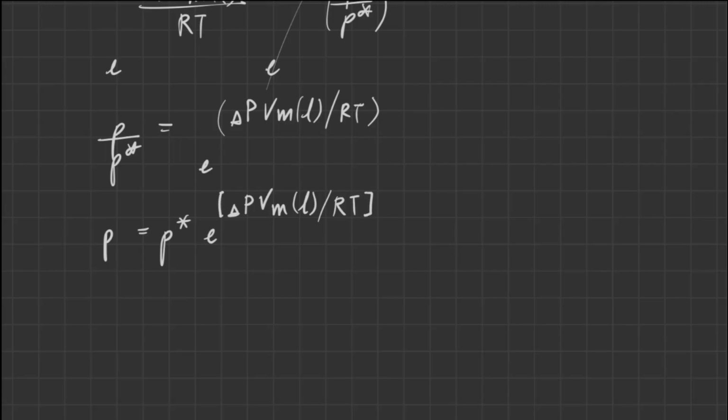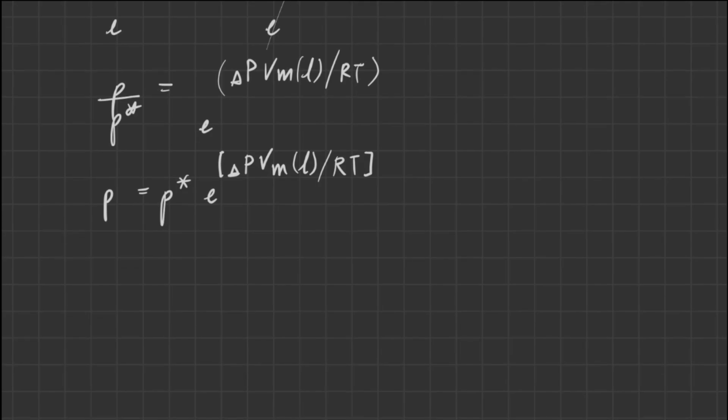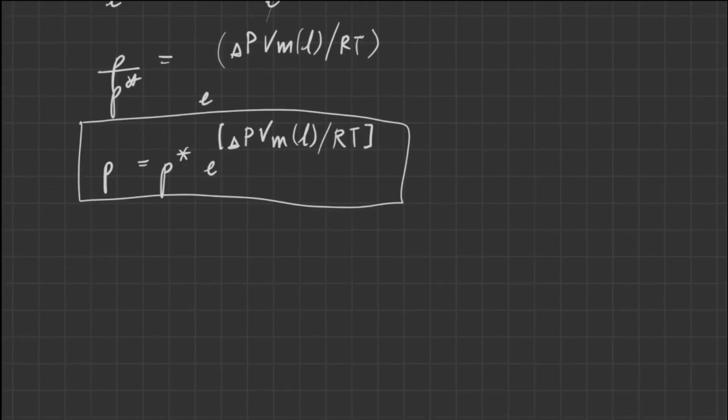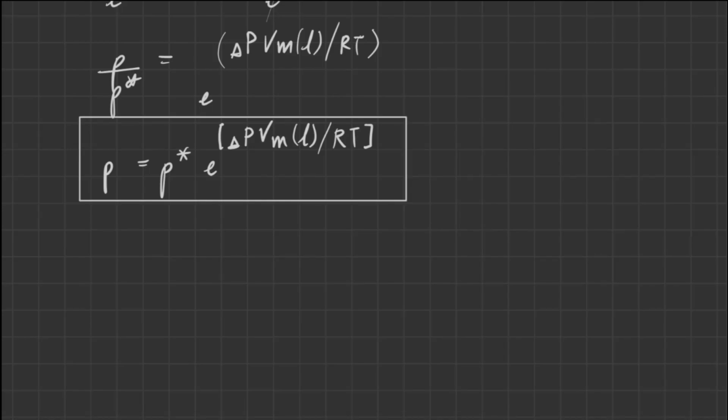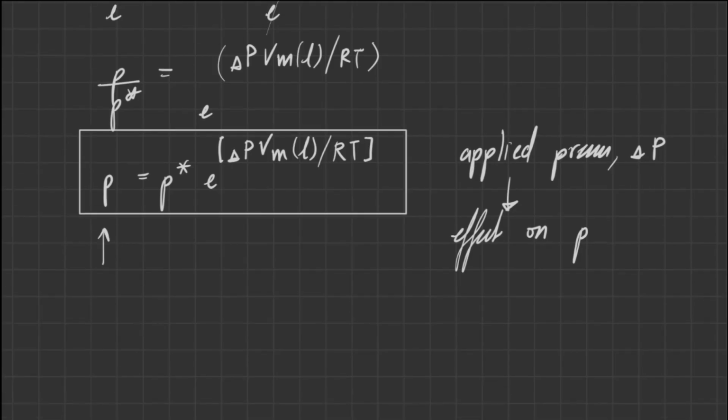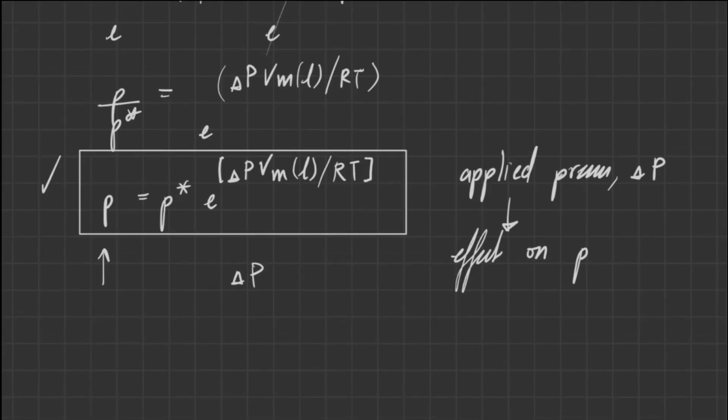And this is the final equation, an expression which relates the applied pressure, delta P, and its effect on the vapor pressure. So we have our vapor pressure expressed in terms of delta P. So this is the final expression.